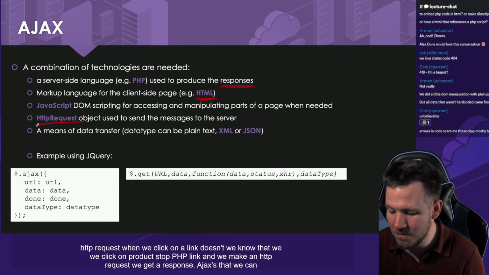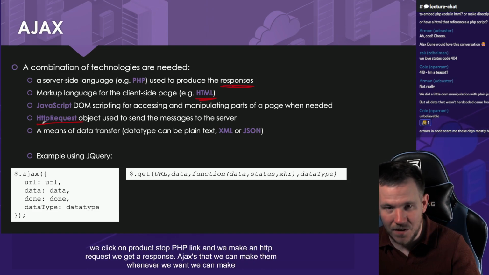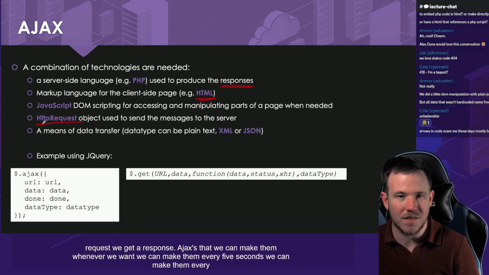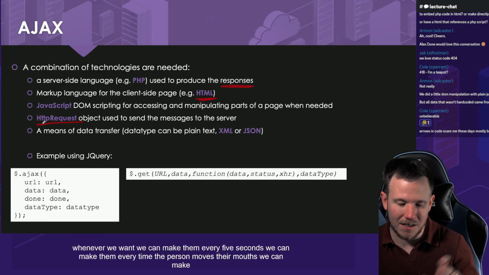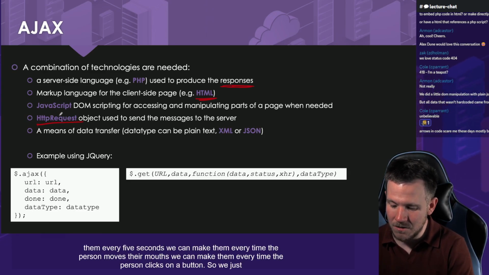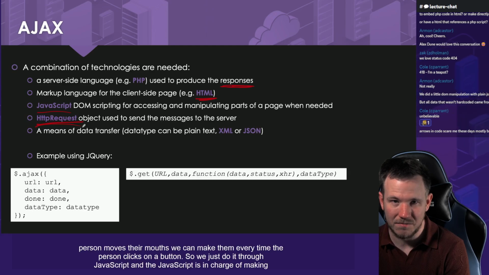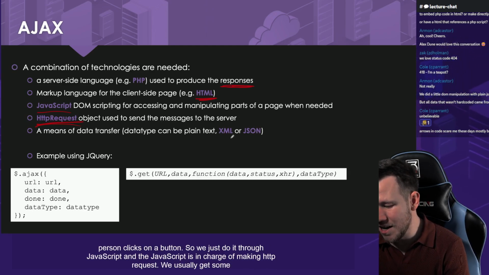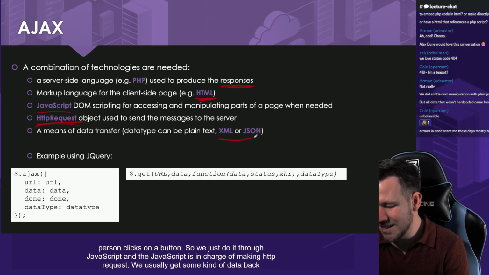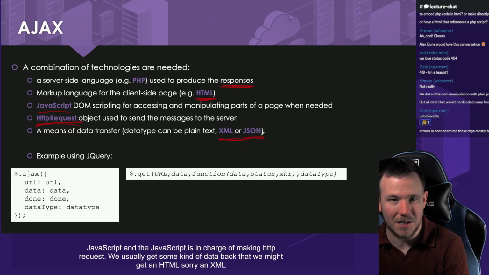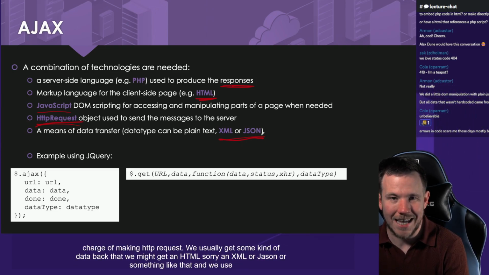Ajax is that we can make them whenever we want. We can make them every 5 seconds. We can make them every time the person moves their mouse. We can make them every time the person clicks on a button. So we just do it through JavaScript, and the JavaScript is in charge of making an HTTP request. We usually get some kind of data back, so we might get an XML or JSON or something like that, and we use JavaScript to handle that response.